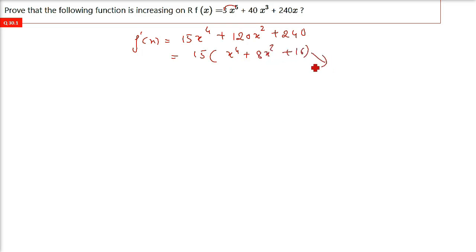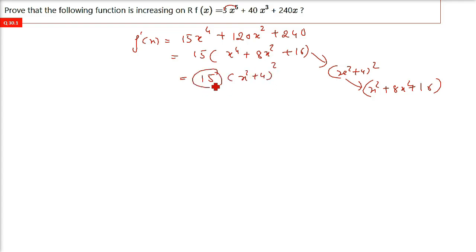Now if I tell you that this is a square, just take x square plus 4 and square it. It will be x^4 plus 16 plus 2 into 4 into x square. So this is x^4 plus 8x^2 plus 16. So you can write it as (x^2 plus 4) whole square. Now the logic is clear.